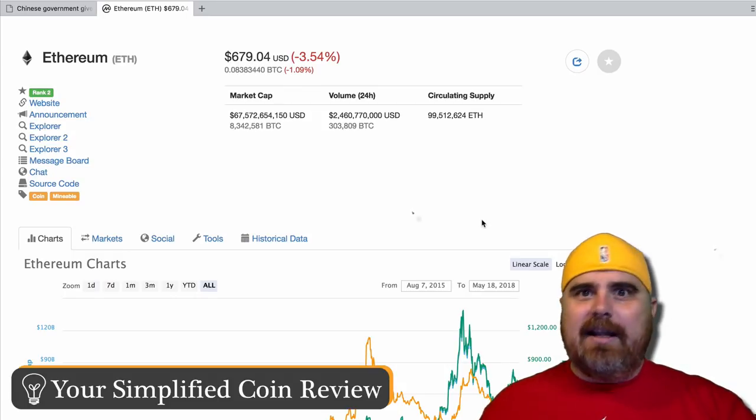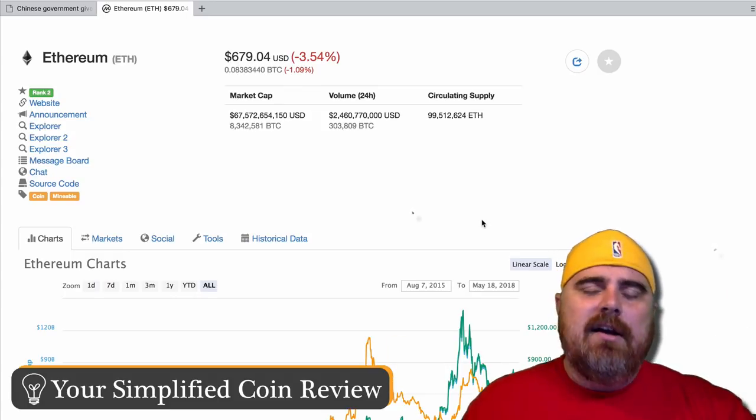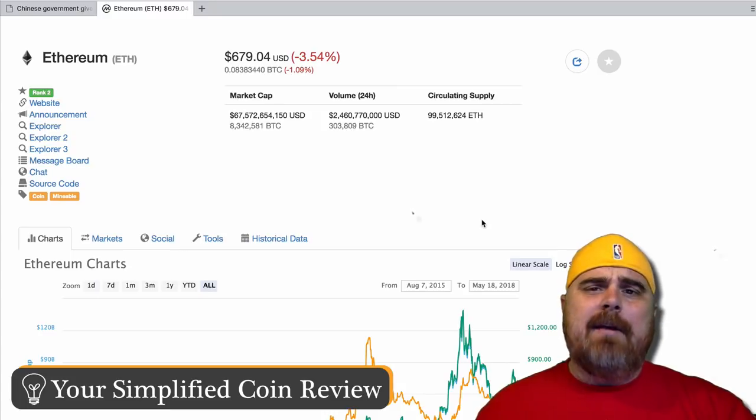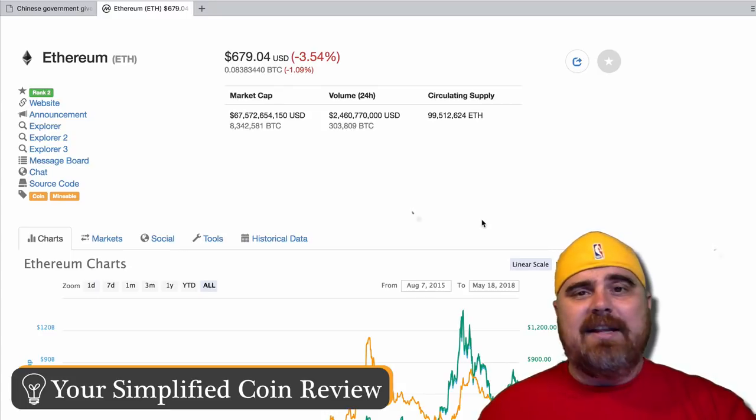Some people would probably say like EOS or Tron if they build this new internet. I think we're way away from that, but Ethereum is definitely a threat. I think these rankings show that.